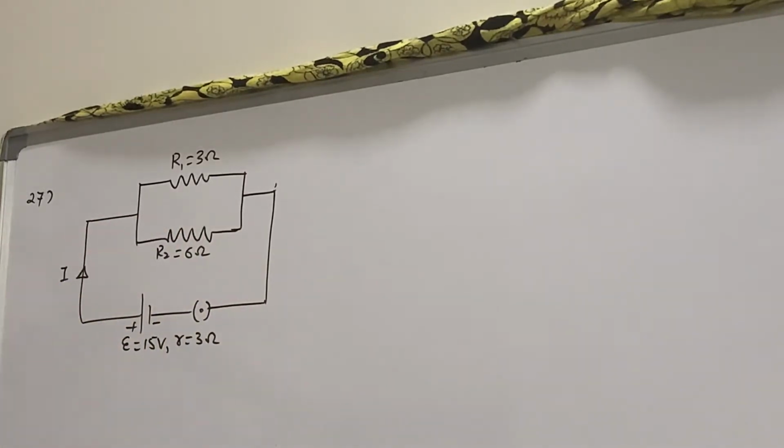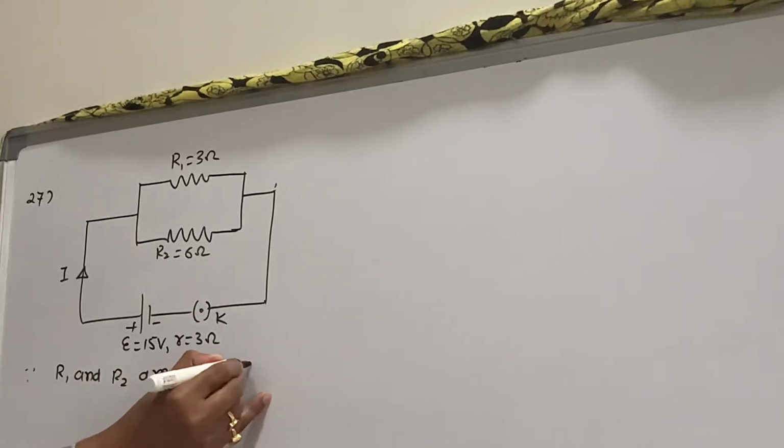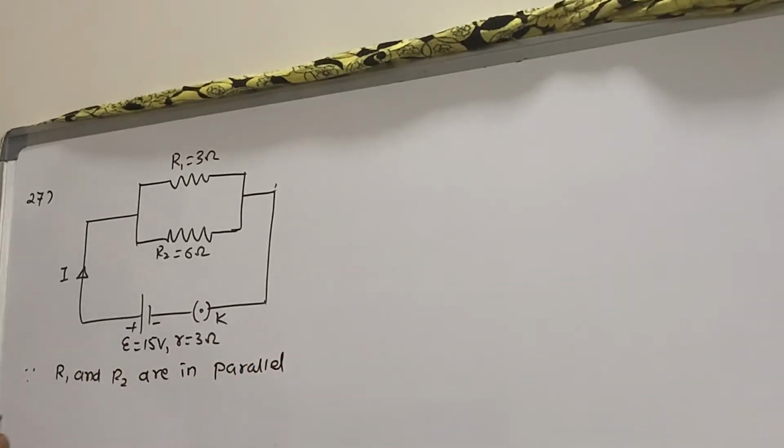Current will be I, right? Find the current in the circuit. Okay, so write here, since your R1 and R2 are in parallel, I can write here 1 by Rp is 1 by 3 plus 1 by 6. So we get Rp is equal to 2 ohm. So I can write I is equal to EMF upon Rp plus small r. Now EMF is 15, Rp is 2 plus 3. So 15 by 5, which is equal to 3 ampere.